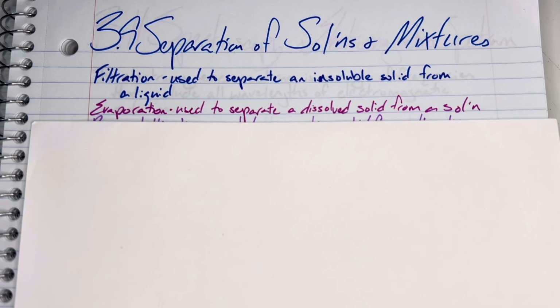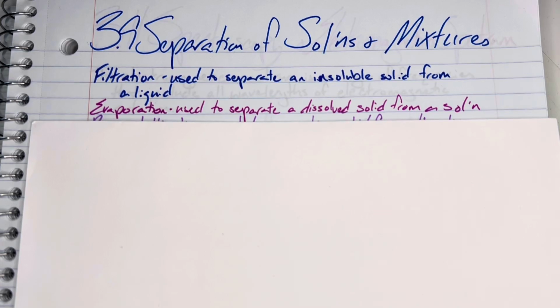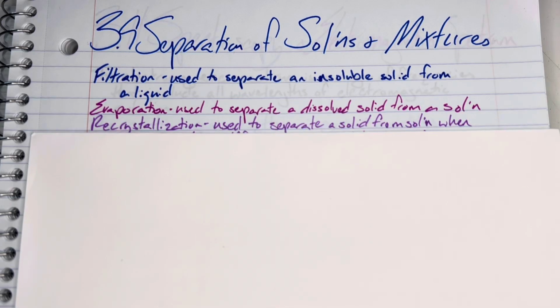For that, we also have evaporation. Evaporation is going to be used to separate a dissolved solid from a solution. So when you can't get it to run through a filter and be separated that way, you can use evaporation and get rid of the solvent. And then you are left with just your solute, as it will remain as a solid after the evaporation process has taken place.